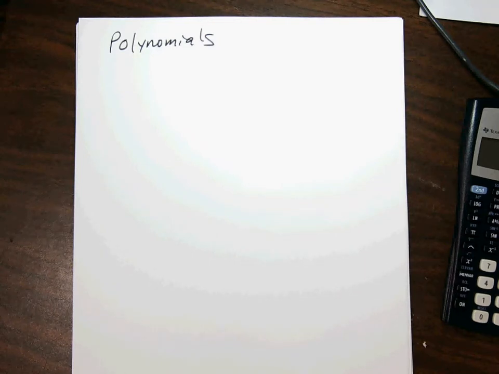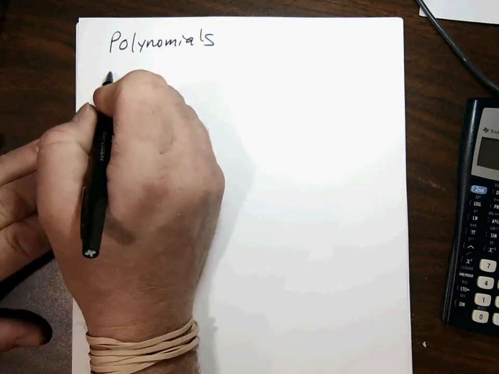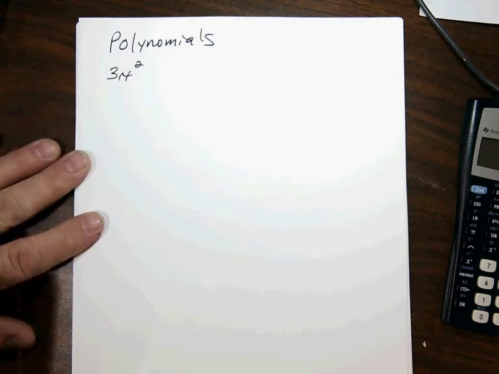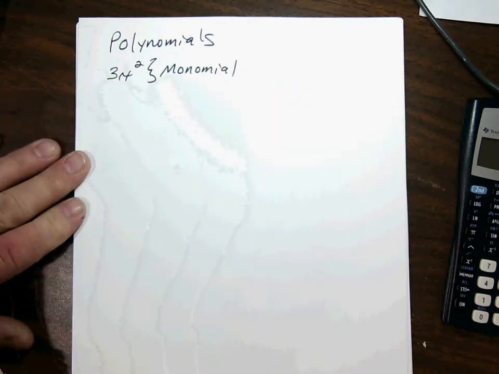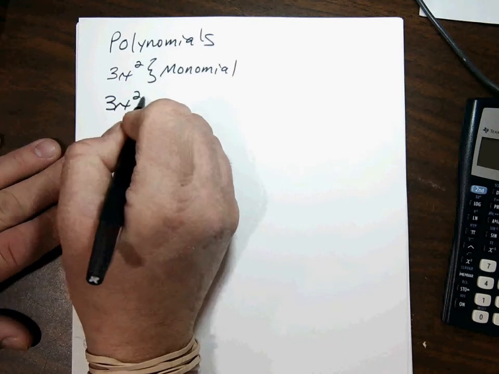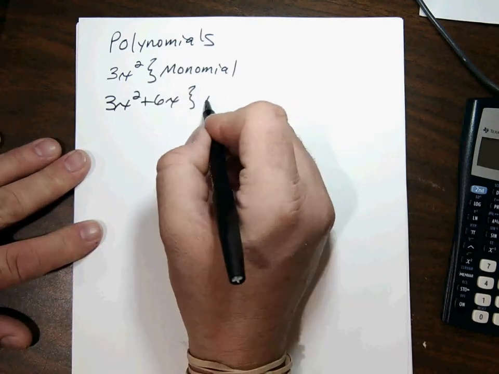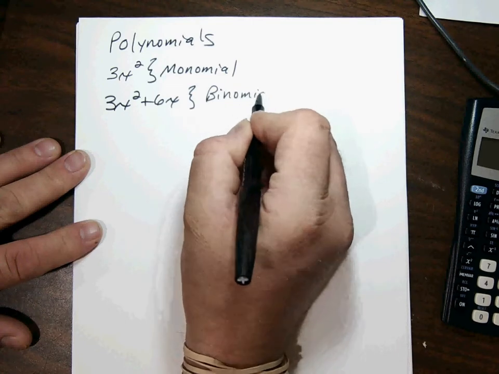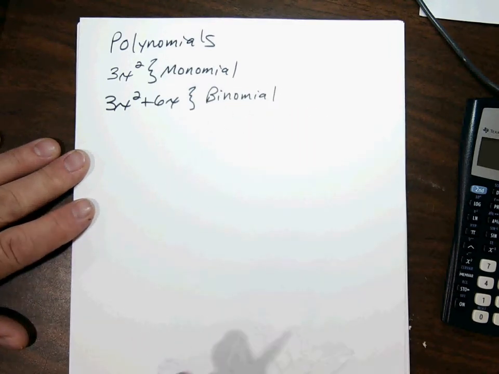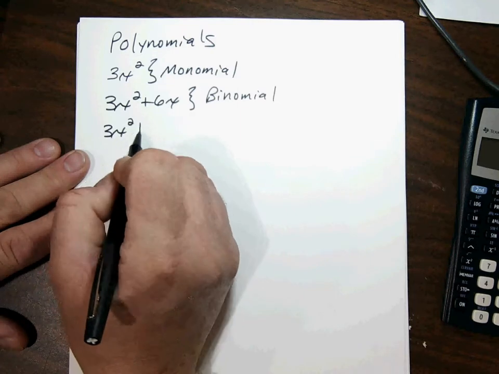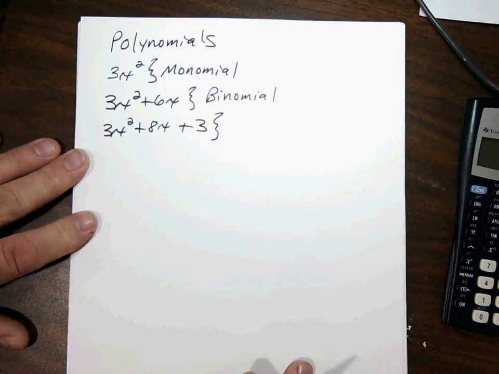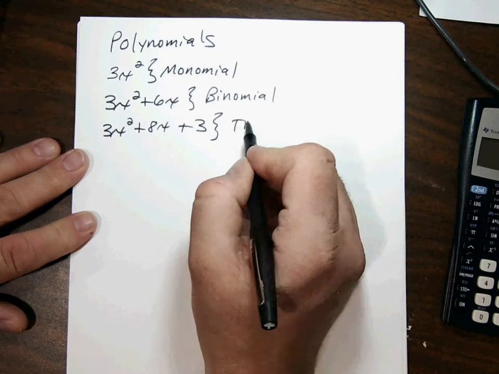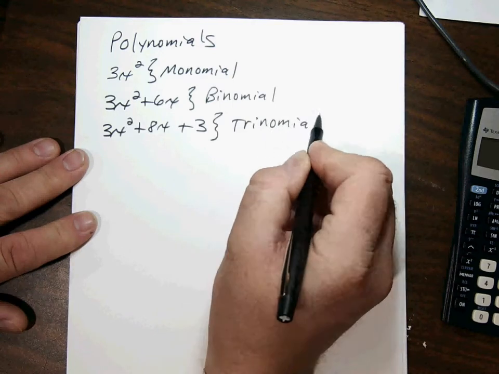All right. Polynomials. We're going to add, subtract, multiply, divide polynomials. So what is a polynomial? Well, if I have a single term, like 3x squared, we have a special name for it. Monomial. Let's stick a second term on there. That's got a special name. Binomial. Now, gold star for anybody who could figure out the special name for a three-term polynomial. Come on. You got it. Trinomial.